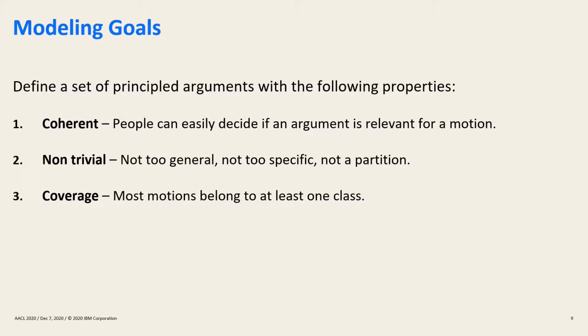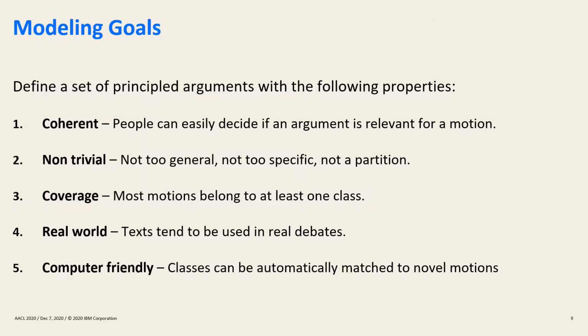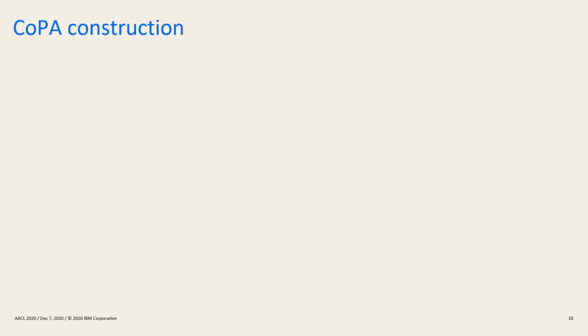We want good coverage within this knowledge base. We want that most motions will belong to at least one class. We want the text to be real-world text, text that people would actually use in a debate, and not some artificial texts that are coherent and maybe non-trivial, but are not really used, which would be strange if the system uses it in a debate. And finally, as we've discussed at the first point, we want them to be computer-friendly. We want the classes to be such that we can automatically match them with good accuracy and with good coverage to novel motion. So how do we go about constructing these classes?